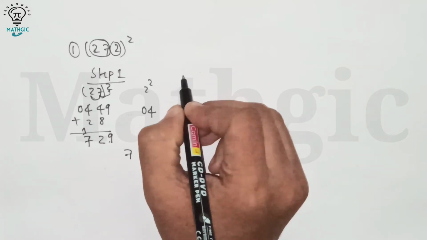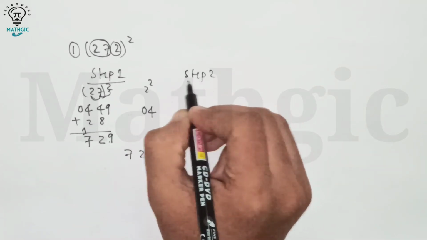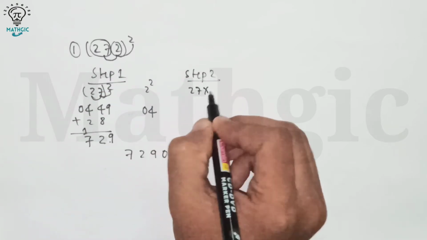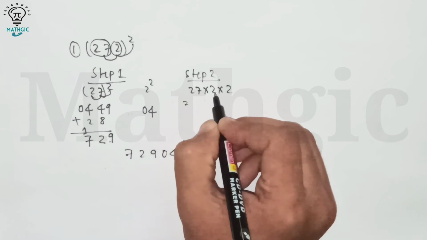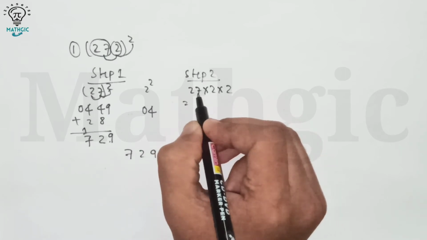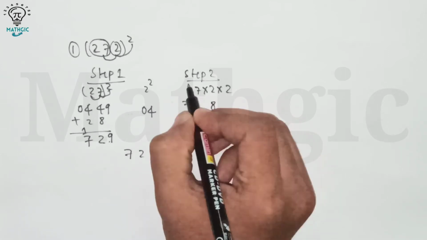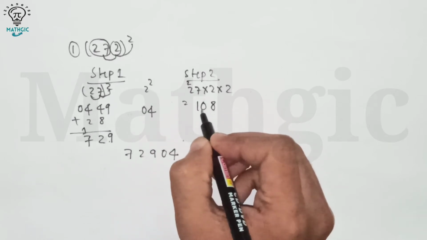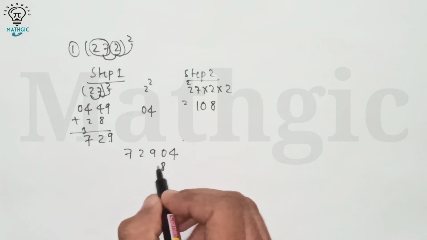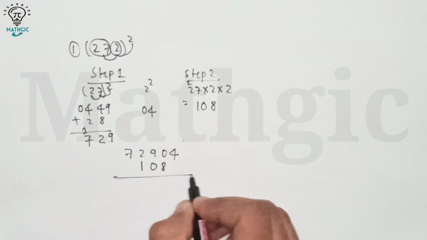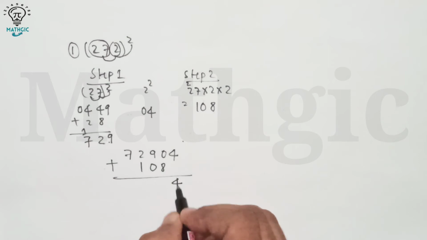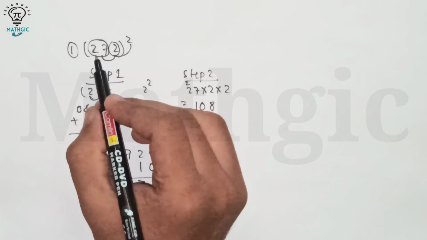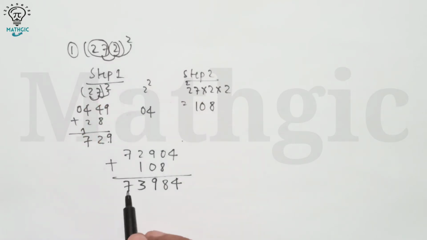Now in step 2, you have to multiply 27 times 2 times this 2. So 27 into 2 into 2. 2 times 2 is 4. Now 4 times 27. 4 7s are 28, 8 and 2 carry, and 2 4s are 8, 8 plus 2 is 10. Now 108, I have to add to this number. So the square of 272 is 73984.